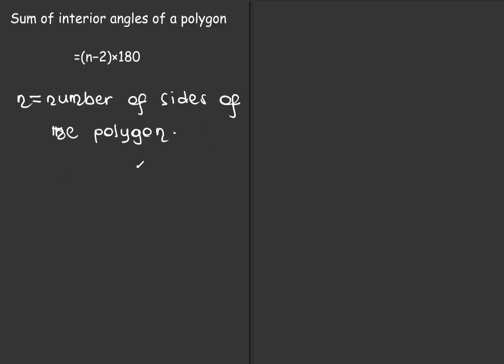Now, this formula would mean that irrespective of the number of sides a polygon has, we don't have to draw it to inspect the number of triangles, because this n minus 2 would have given us the number of triangles, and we just multiply by 180. So with this formula, let's look at how we can apply it in solving some questions.